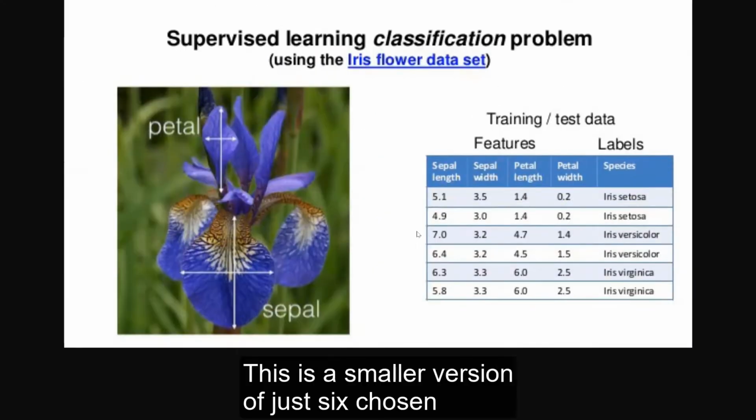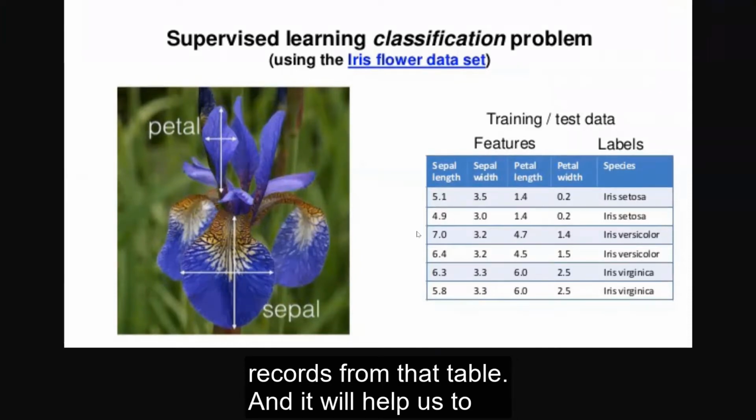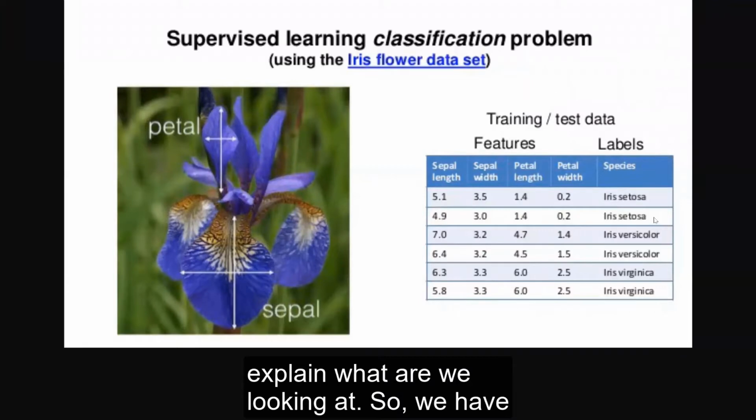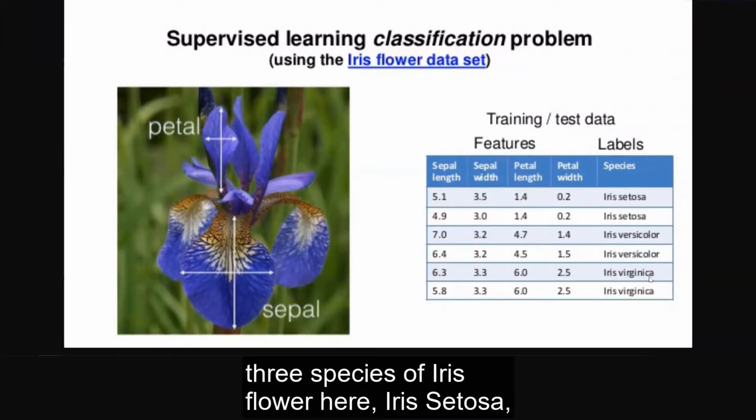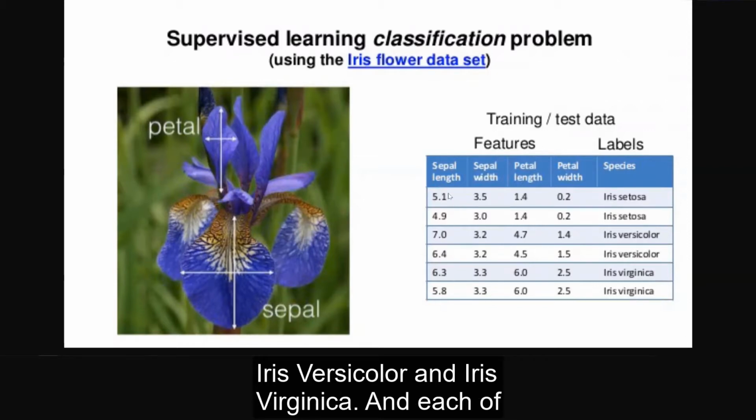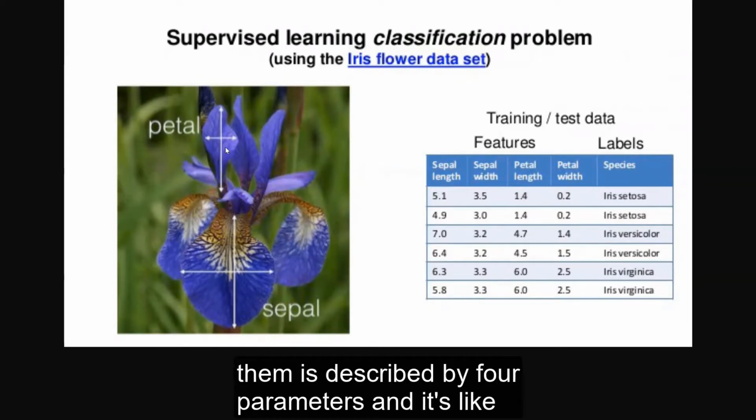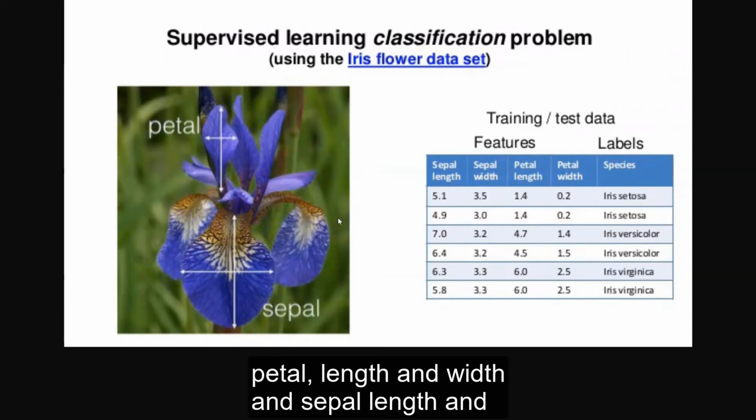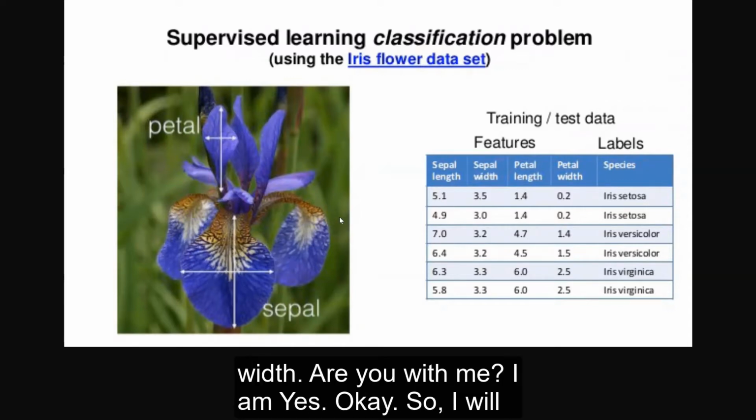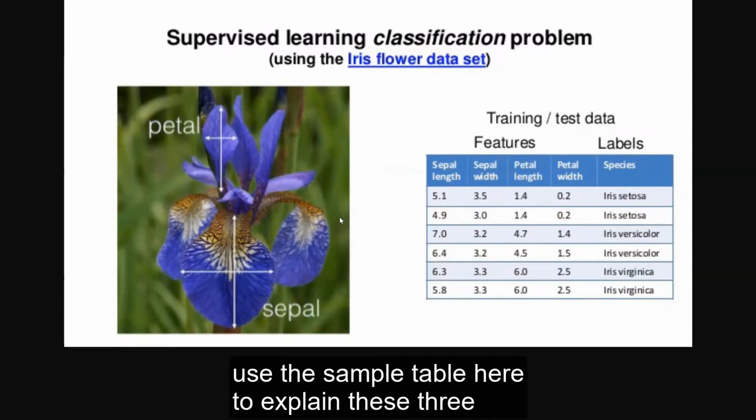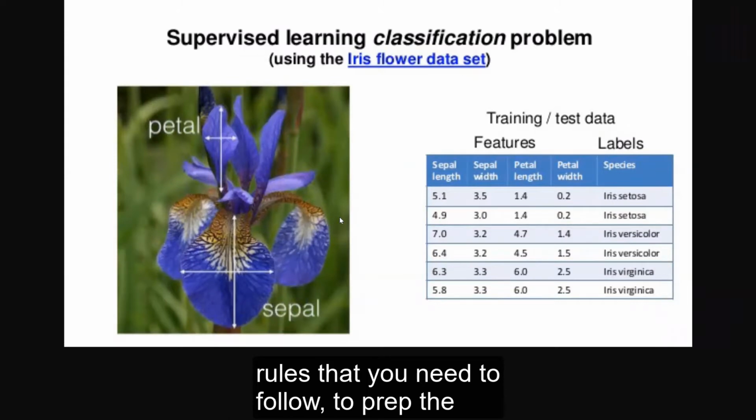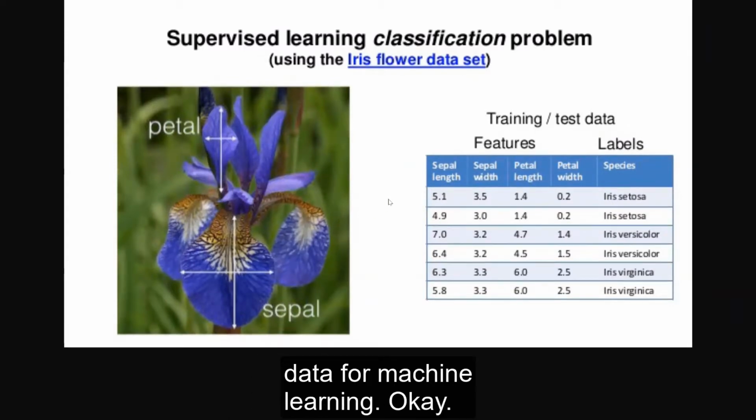Good idea. This is a smaller version of it, just six chosen records from that table, and it will help us explain what we are looking at. So we have three species of iris flower here: Iris setosa, Iris versicolor, and Iris virginica. Each of them is described by four parameters: petal length and width, and sepal length and width. Are you with me? I am, yes. Okay, so I will use this sample table to explain the three rules that you need to follow to prep the data for machine learning.